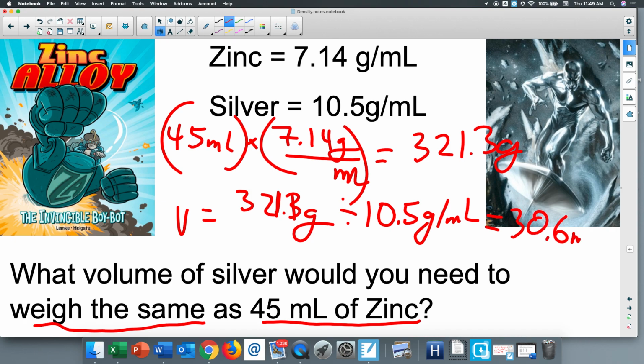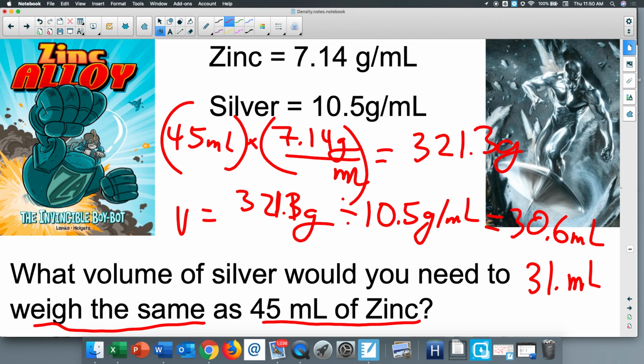30.6 milliliters. How many sig figs should we have in our final answer? 2. So Carlos, what should our final answer be? If it has 2 sig figs, just 31 milliliters.